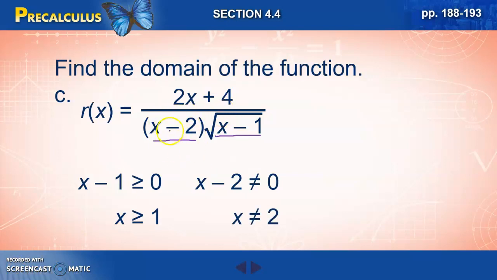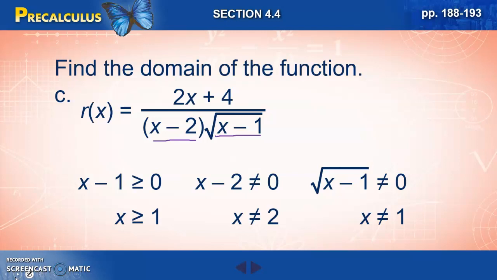Now, not only can this not equal 0, but because this is also being multiplied, it's also a factor, it also cannot be equal to 0. So we're going to say x minus 1, or the root of x minus 1, cannot equal 0. We're going to solve for x by squaring both sides, which gives us x minus 1 equals 0. And then solving for x, x cannot equal 1.